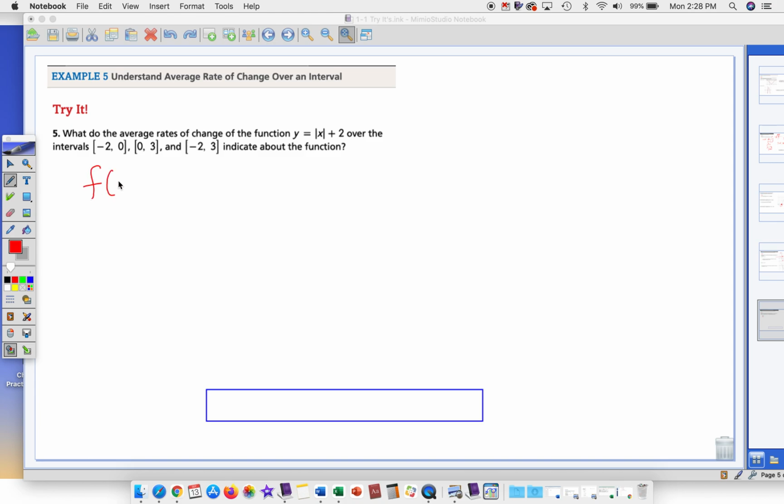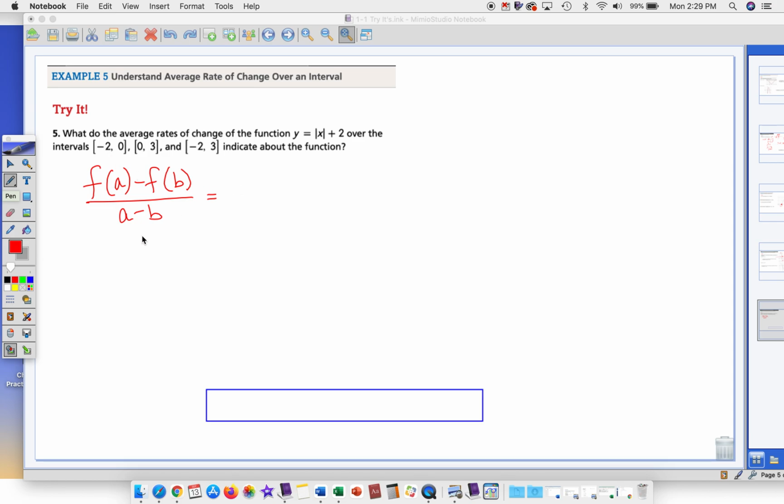We're going to use our formula, f of a minus f of b over a minus b. I didn't really need that extra parenthesis there on the end, I can take that out. So f of a means plug the a value into the function. Initially a is -2.